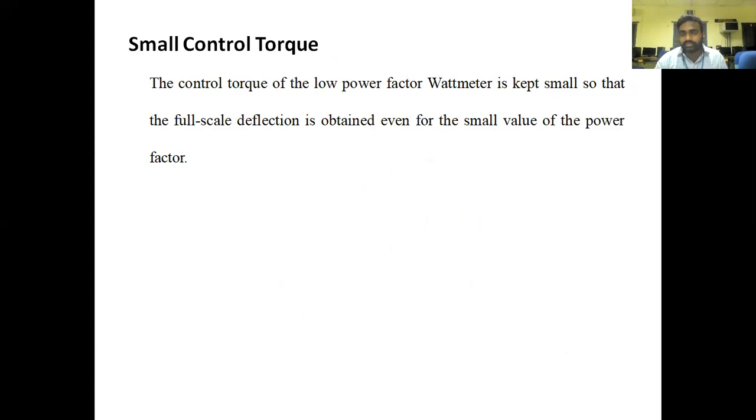In today's class we have discussed the difference between UPF wattmeter and LPF wattmeter, and how we are going to design an UPF wattmeter.